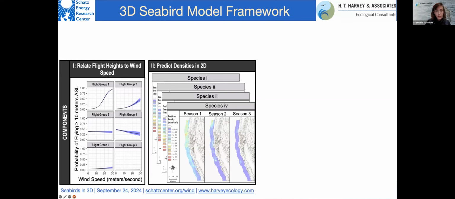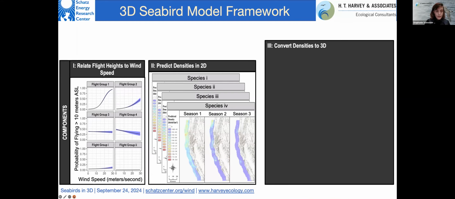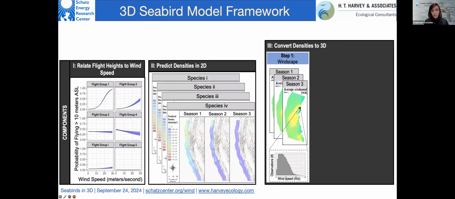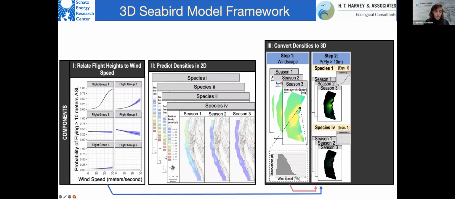Next, for component 3, once we have these 2D predictions, we need to convert these to 3 dimensions. For that, first we generate a detailed windscape for each season and location to capture different wind conditions. Next slide. Next, we combine this wind data with the flight height probabilities from component 1 to estimate the likelihood of seabirds flying at rotor swept heights during different seasons.